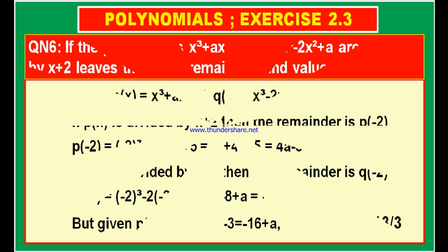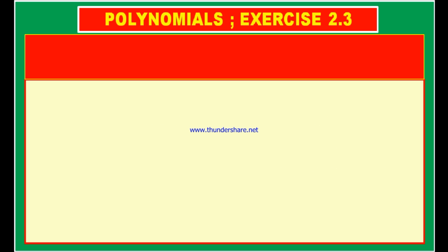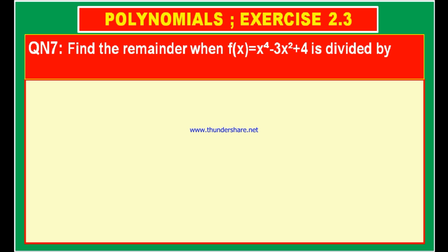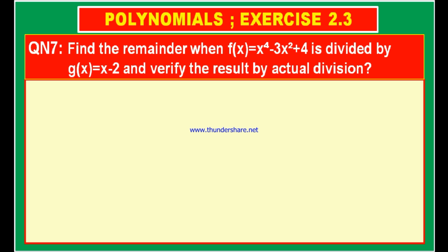Now let us solve question number 7. Here is the chapter polynomials and the exercise 2.3, and this is question number 7. Find the remainder when f of x is equal to x power 4 minus 3x square plus 4 is divided by g of x is equal to x minus 2, and verify the result by actual division. I shall repeat. Find the remainder when f of x is equal to x power 4 minus 3x square plus 4 is divided by g of x is equal to x minus 2, and verify the result by actual division.